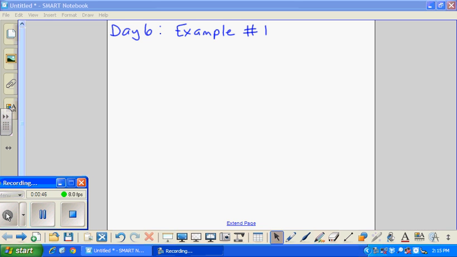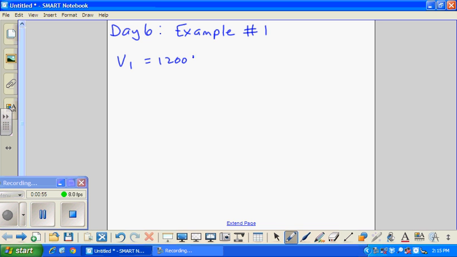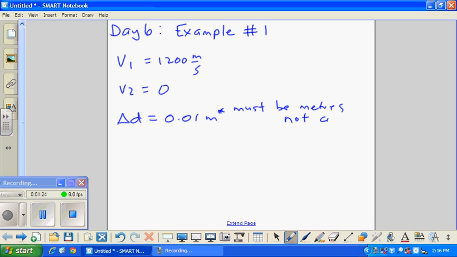As with all these accelerated motion problems, the first thing we're going to do is list the givens. In this case, it's initially at V1, 1200 meters per second. We're given a V2 because it comes to a stop, so V2 equals 0, and it says 1 centimeter thick, so that would be the distance through which it stops. So delta d then would be 0.01 meters. I notice I did not even write 1 centimeter, it needs to be in meters, and that's important. Okay, and it's looking for acceleration.